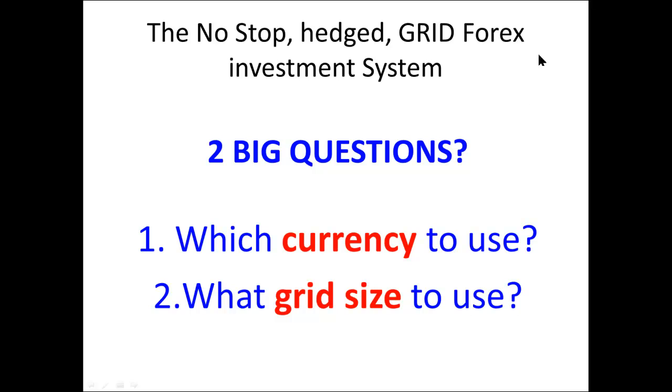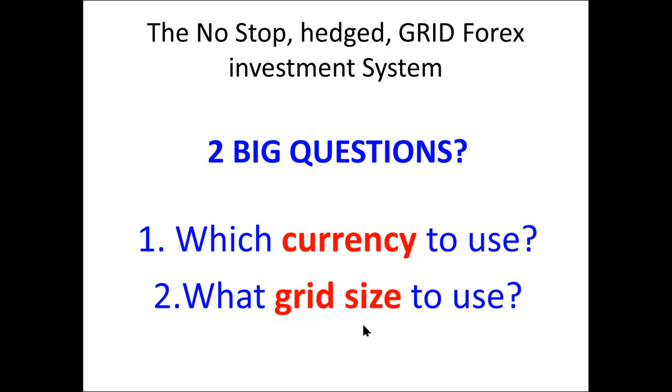So now what we're going to be looking at are the two big questions of the no-stop hedged grid Forex investment system. And those questions are, which currency do we use and what grid size do we use? Very important, critically important. When we started out right in the beginning, we tended to use grid sizes that were way too small. I mean, some people were trading with 30 pip and 50 pip grid sizes, way too small.